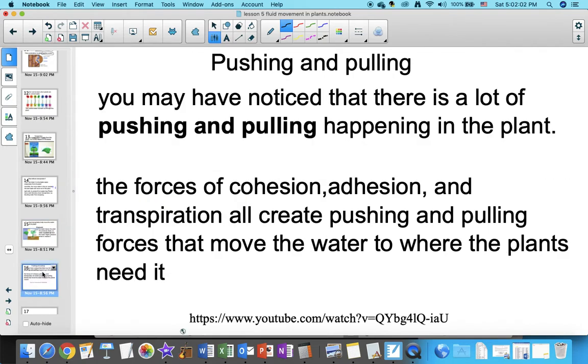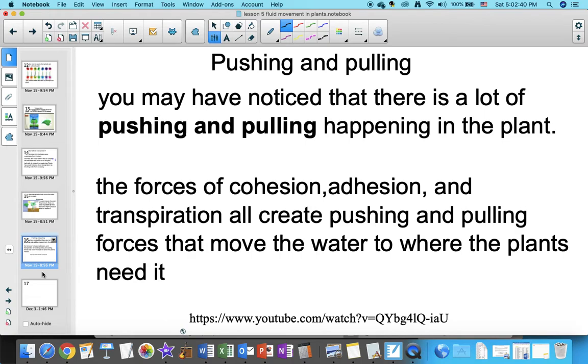Pushing and pulling. You may have noticed that there's a lot of pushing and pulling in the plant. The forces of cohesion, adhesion, and transpiration create pushing and pulling forces that move water to where the plants need it to be. So as it enters the plant through the root hairs, through osmosis, adhesion and cohesion, the water is attracted to the plant, so it sticks to the plant, moving up the plant. Cohesion causes the water molecules to pull other molecules up the plant. And the buildup of pressure forces the water to be pulled and pushed up the plant. So there's a lot of pushing and pulling that causes the plant to be able to move water up it.